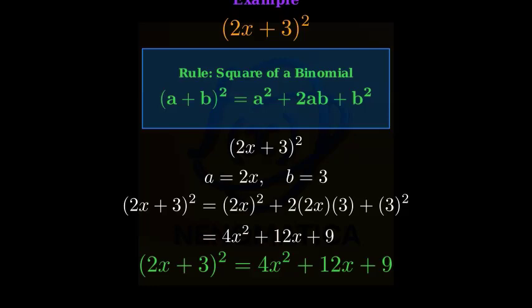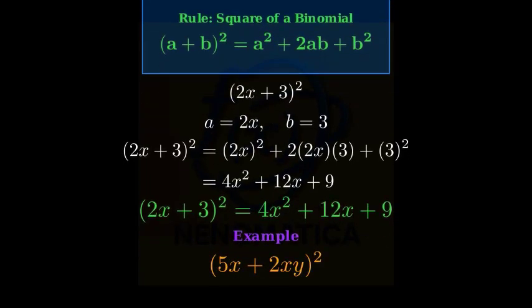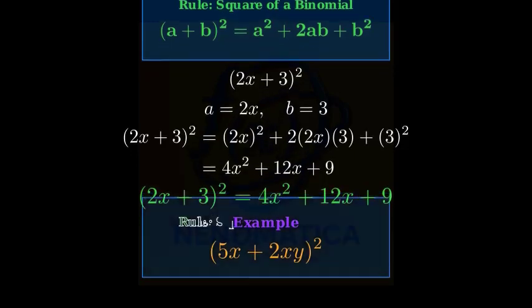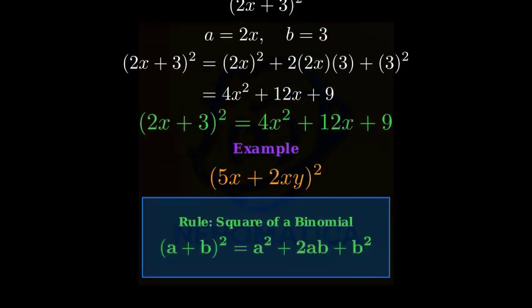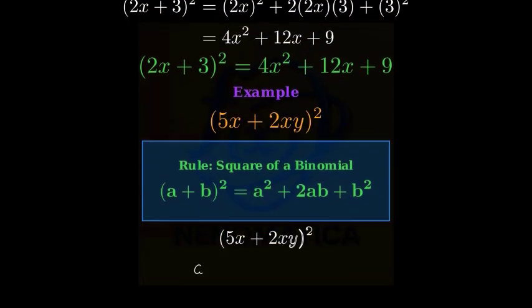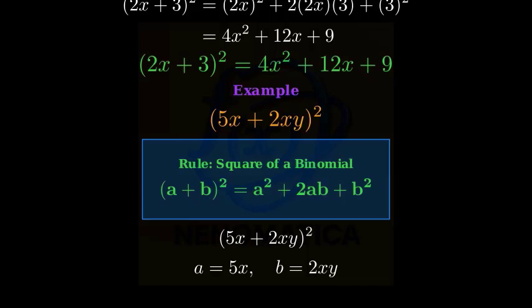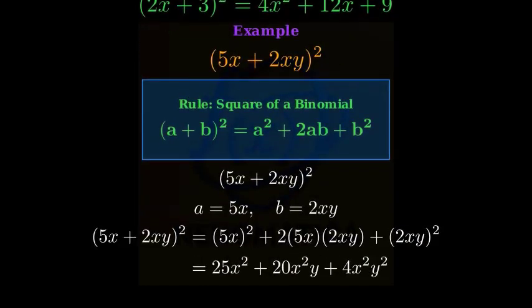Now, let's look at our second example, which is more complex. We want to expand the square of the binomial 5x + 2xy. We'll use the same square of a binomial formula for this problem as well. For this problem, we identify that a equals 5x and b equals 2xy. Now, let's substitute these values into our formula. The square of 5x + 2xy equals the square of 5x, which is 25x², plus 2 times 5x times 2xy, which simplifies to 20x²y, plus the square of 2xy, which is 4x²y².